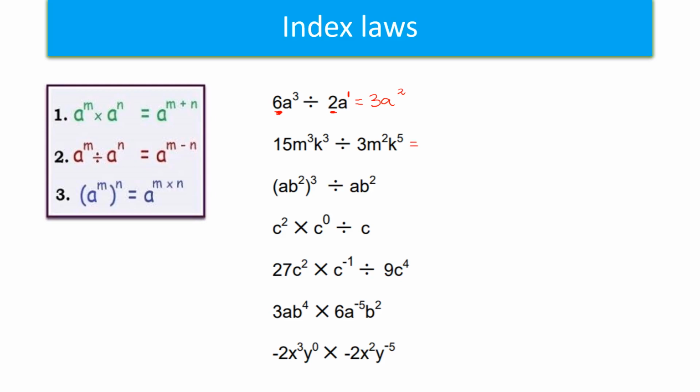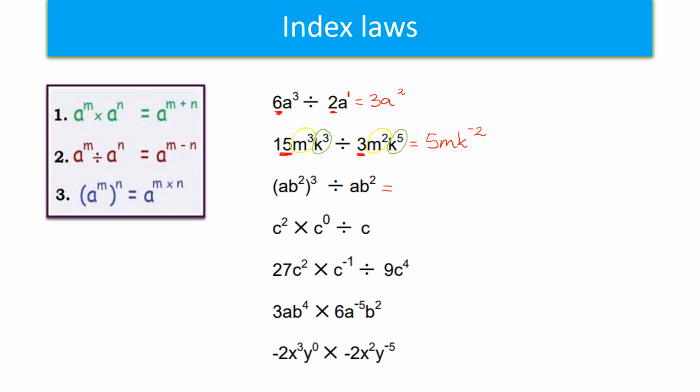In the next example, I've got 15 divided by 3, that is 5. And I've got 2 different letters, so I'm going to deal with each letter separately. I'm just going to circle it so it's a little bit easier for me to see. I've got m to the power of 3 divided by m to the power of 2, so that is simply m. I could say m to the power of 1, but we don't have to write the 1. Then I've got k to the power of 3, and then k to the power of 5. Because I've got division, I take away the powers, so it's k to the power of -2. 3 take away 5 is -2.